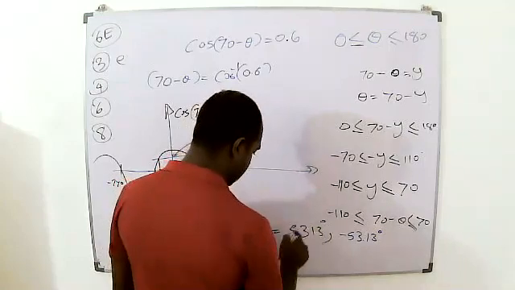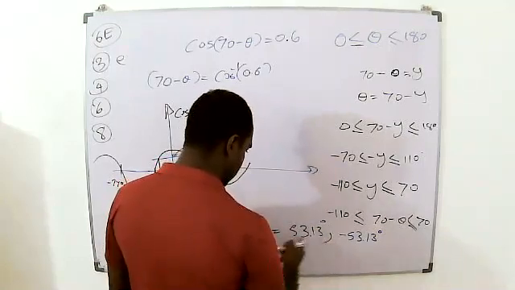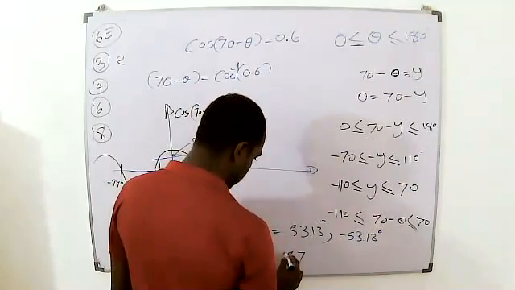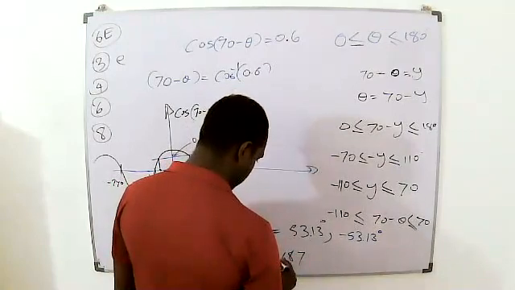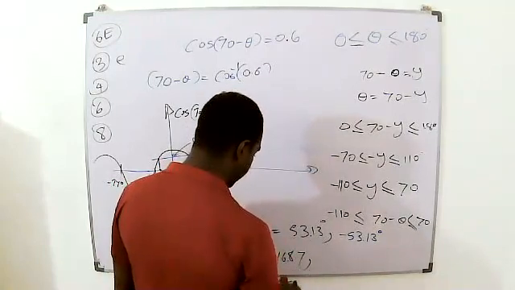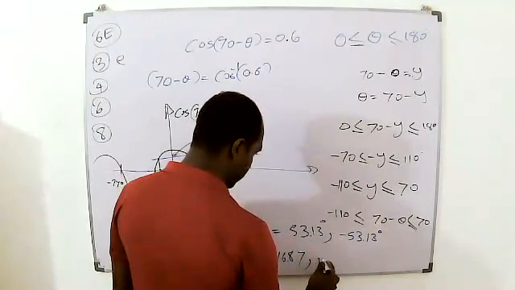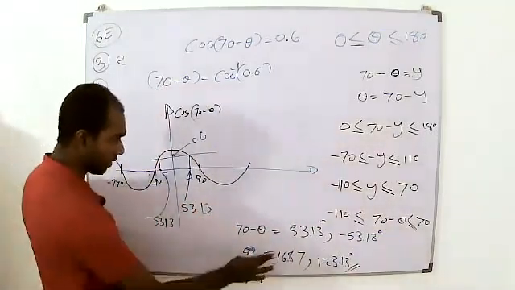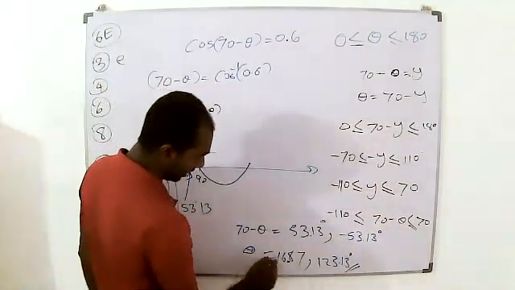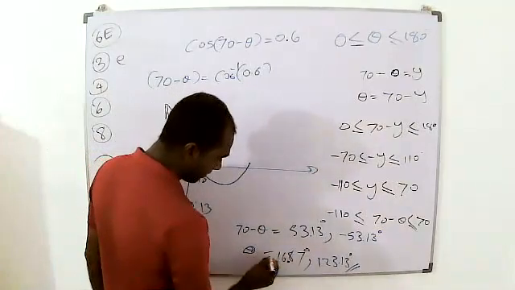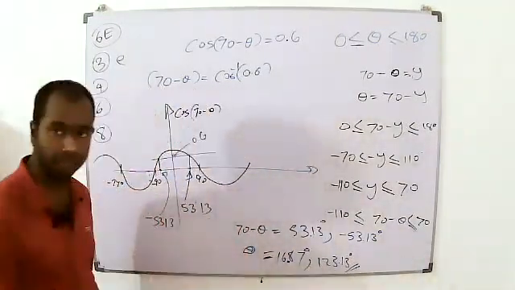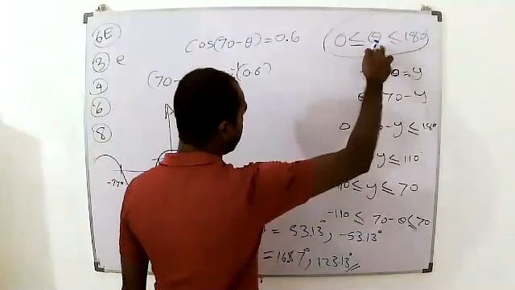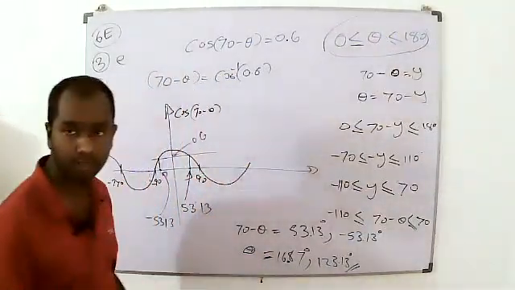here, how much? 16.87 or 123.13. These two values, 16.87 degrees or 123.13. See, are these in the given range? Is theta matching with this given range? Yes, it matches.